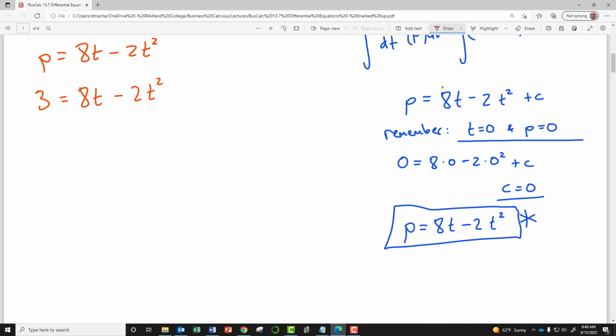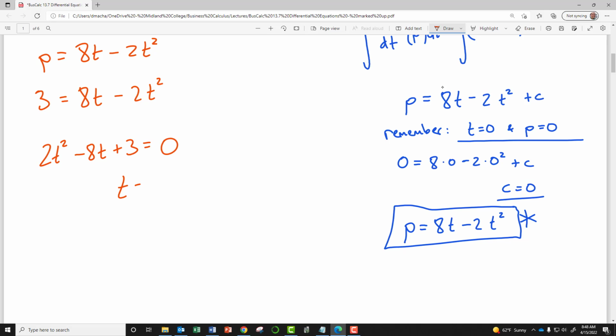So I need to rearrange this just a little bit. I'll add 2t squared to both sides. I'll subtract 8t from both sides. And then that will leave the right side of my equation as 0. Now you recognize this as a quadratic equation, which you learned how to solve in algebra class. For our purposes here, I'm just going to use the quadratic formula.